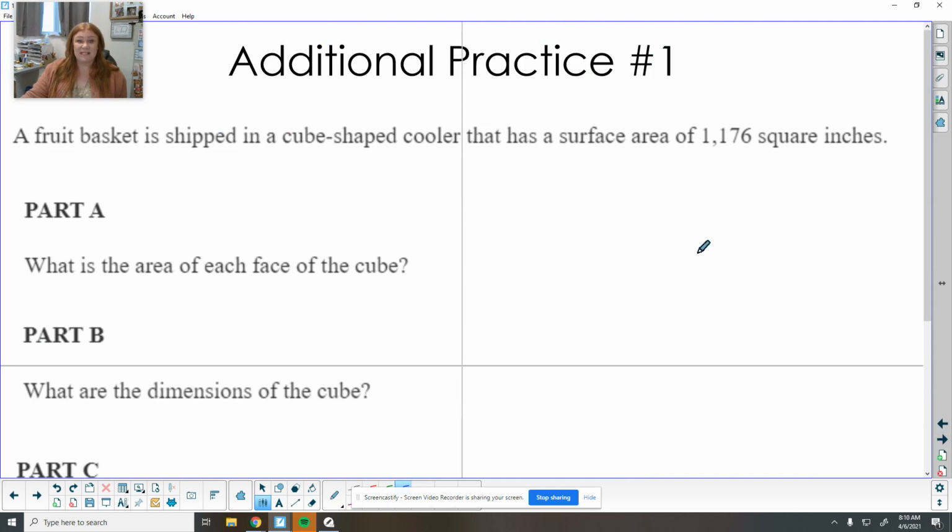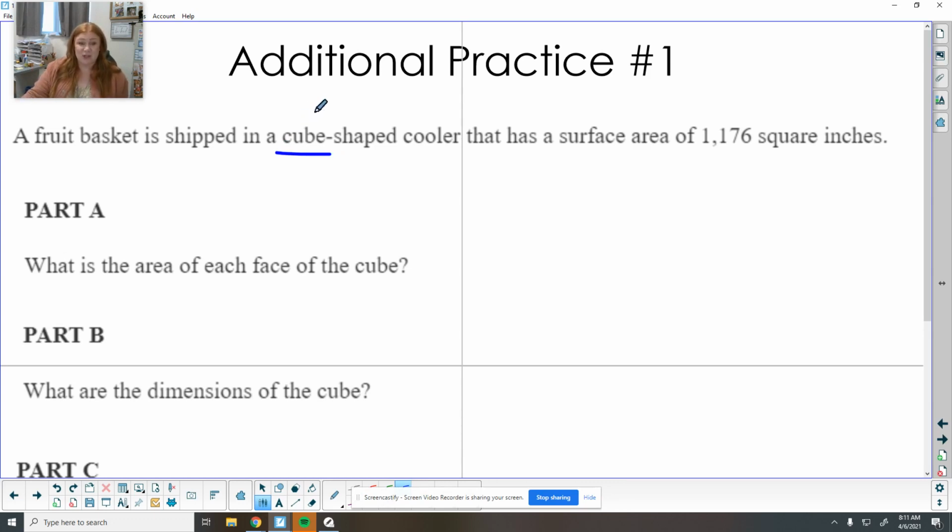So we're going to go over the additional practice problems here. There's just 3 of them. So I just think we could use a little more practice with some of these more challenging problems here. So it says a fruit basket is shipped in a cube-shaped cooler. So what do you know about cubes? Cubes have all sides exactly the same. So the length, the width, and the height all have to be the same.